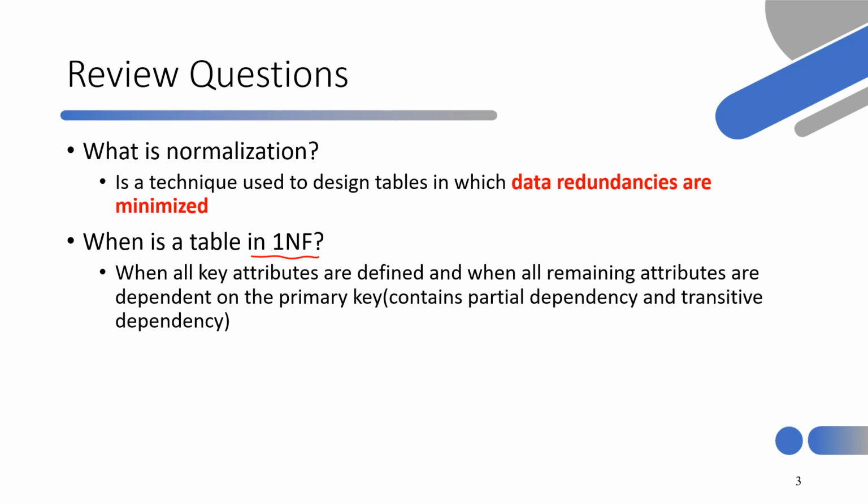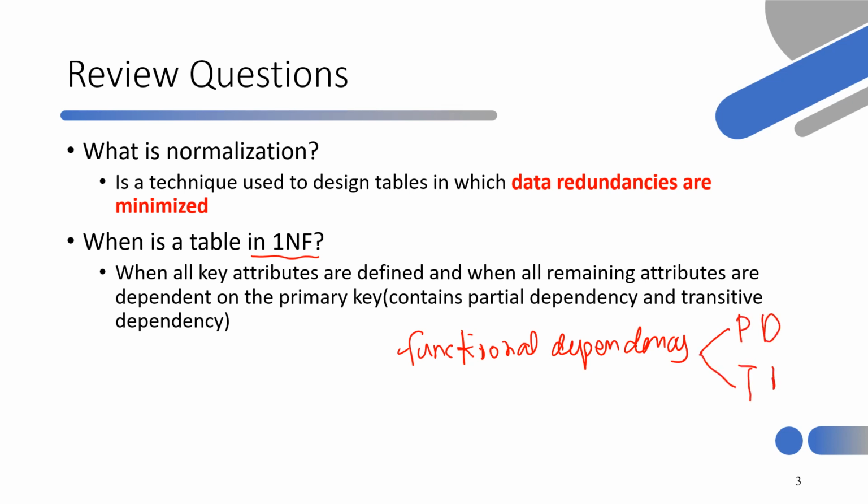So we have functional dependencies. Defining the key and the dependent attributes is done under the functional dependencies. Functional dependencies have two kinds. The first one is partial dependency. The second one is transitive dependency.